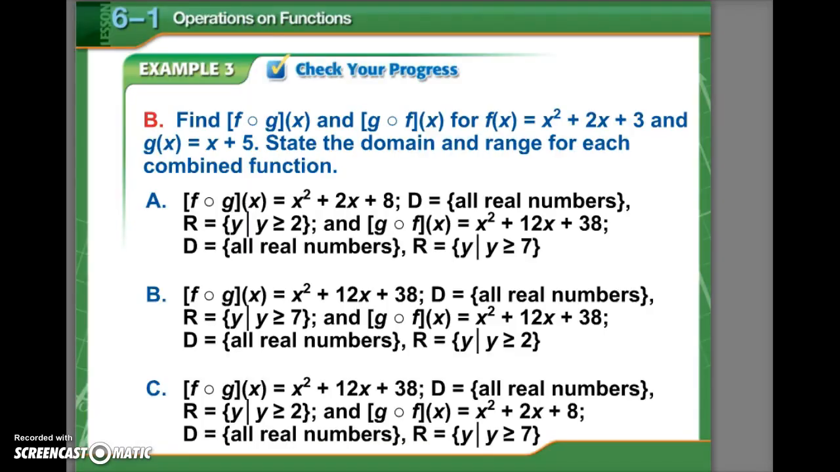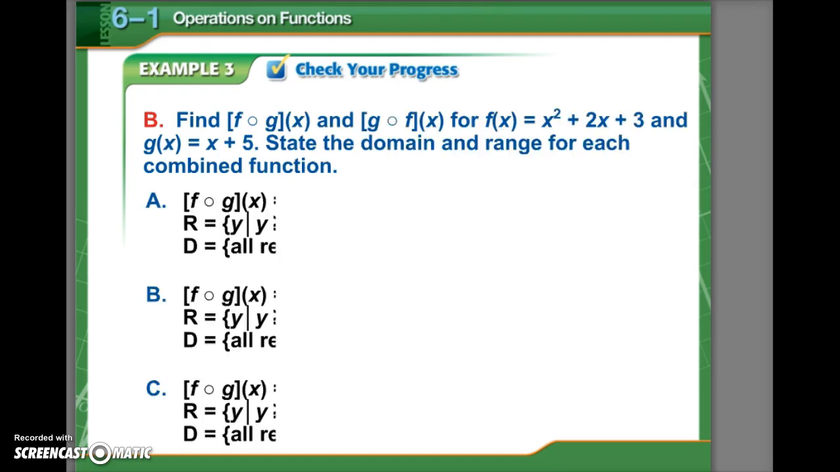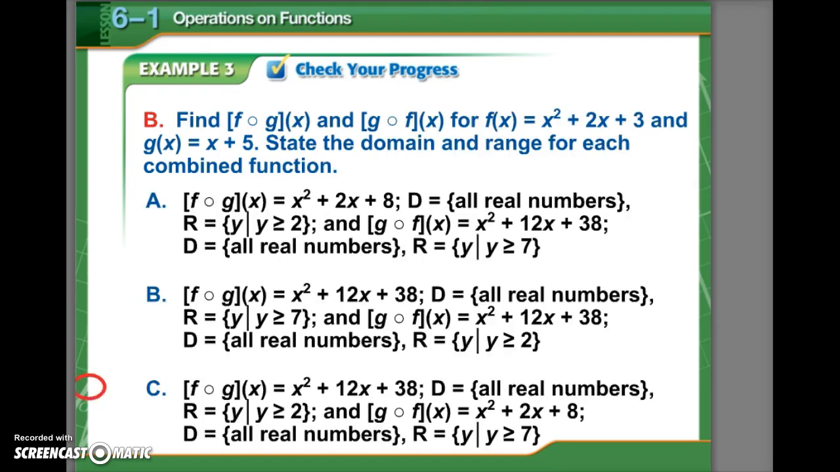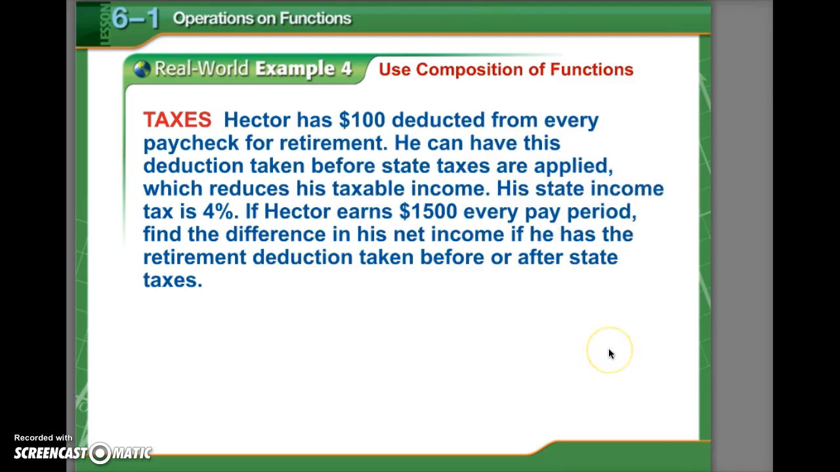Okay, part B, another composition problem. You're finding F composition G and G composition F. When you're ready, go on and advance to the next slide. And the answer this time is C. Let's check out example 4.